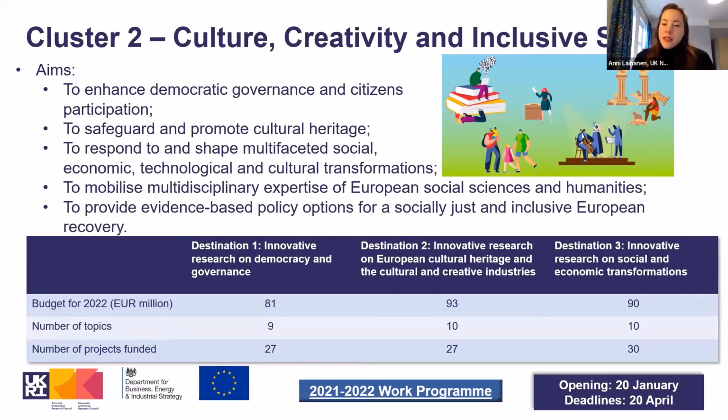So you will see that Cluster 2 is split into destinations. One on democracy and governance, one on cultural heritage and the cultural and creative industries, and one on social and economic transformations. Destinations is quite a good name to showcase the impact-oriented approach in this funding program, and I will discuss that a bit more later on. But yeah, those destinations really convey expected end results that projects should contribute towards.